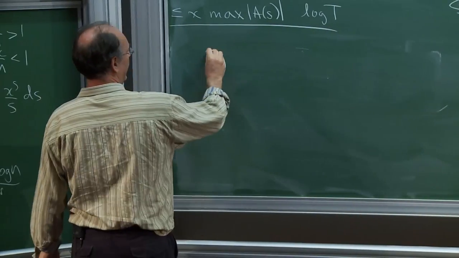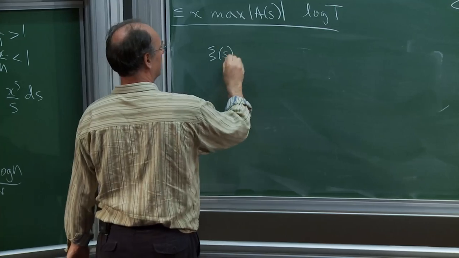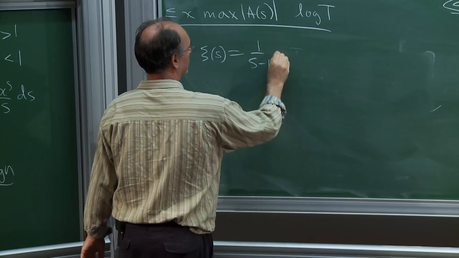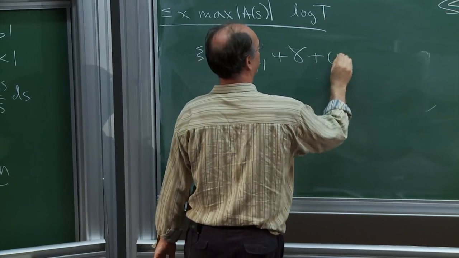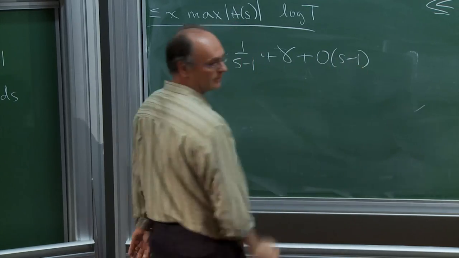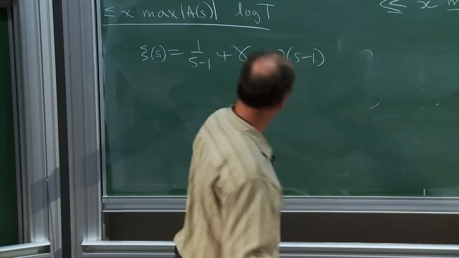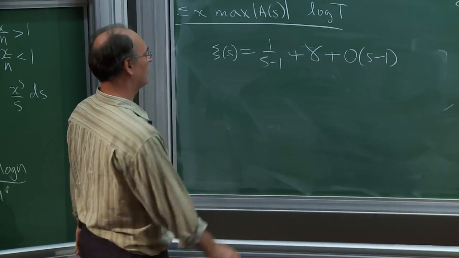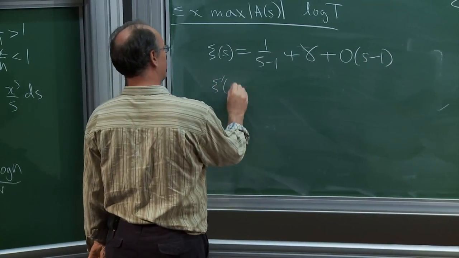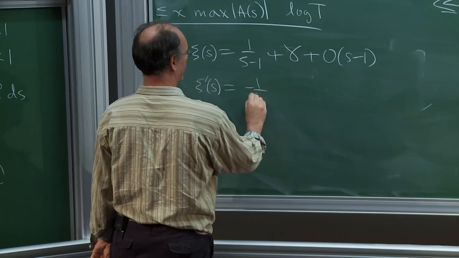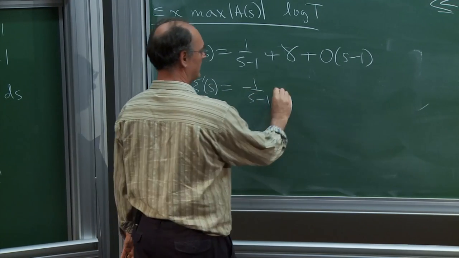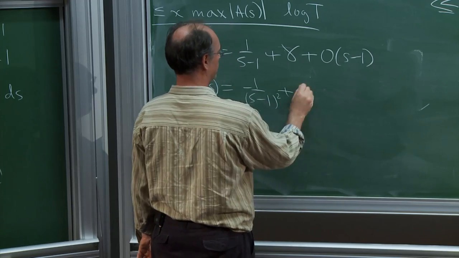I said that zeta s looks like 1 over s minus 1 plus gamma plus big O of s minus 1 when you're near to 1. And it's got a Taylor series from then on. So this would give us for zeta prime s, well, you just differentiate: minus 1 over s minus 1 squared plus big O of 1.